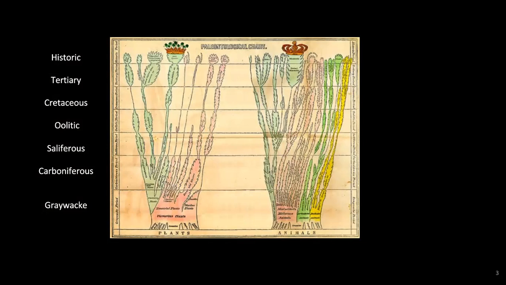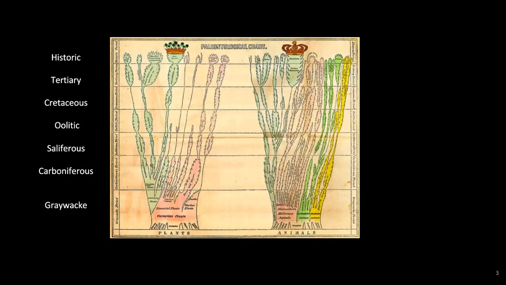The paleontological chart consists of two elongated tree-like diagrams displayed side by side, one labeled plants and one animals. The vertical axis is a time scale that includes the major geological periods as they were known in Hitchcock's day: Grey-Wacky, Carboniferous, Saliferous, Oolitic, Cretaceous, Tertiary, and Historic.